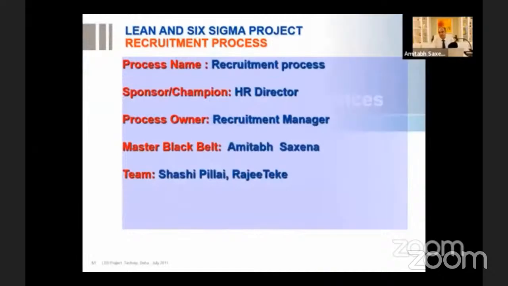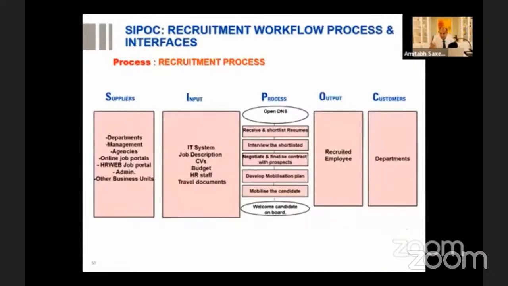Now let us do an improvement project. We want to reduce the recruitment cycle time. So I form a team with the process owner and sponsor. Sponsor or the champion is the head of the department of your process, in whose process you are doing the project. Here, recruitment process is the process. So the HR director would be the sponsor or the champion, and the process owner is the recruitment manager. And the master black belt, it was me, and the green belts were the people who are doing the project.